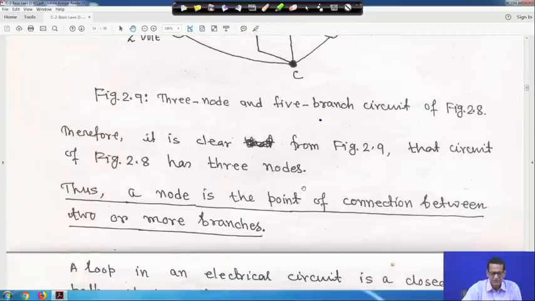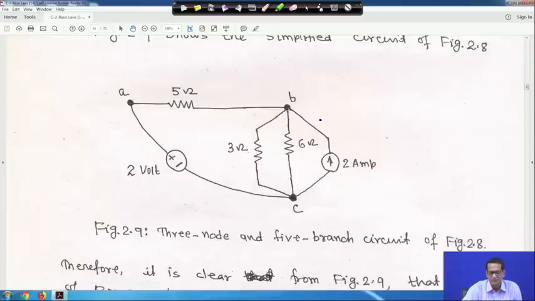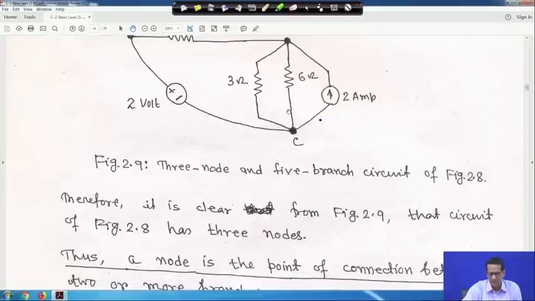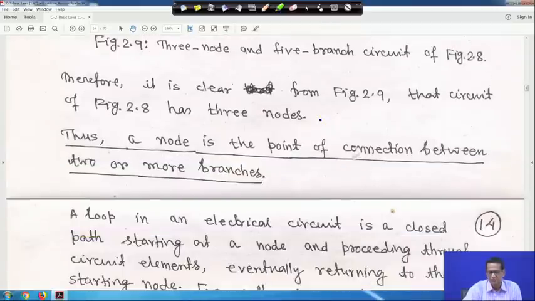Now the question is, a node is the point of connection between 2 or more branches. If you take this node, say node B, at least 2 or more branches are connected here. If you take point A, at least 2 branches are connected, and if you take here, at least 2 or more branches are connected, right. That is called a node. Therefore, a node is the point of connection between 2 or more branches.